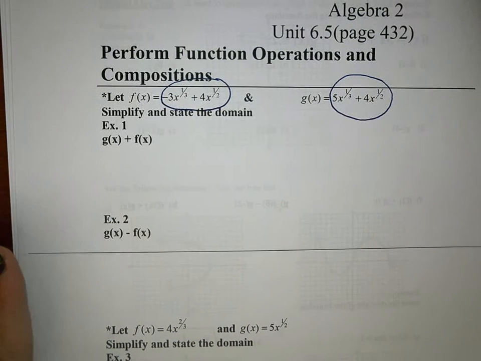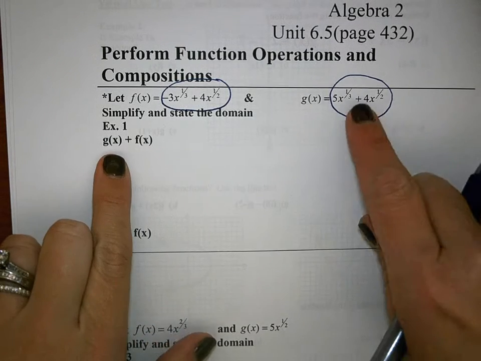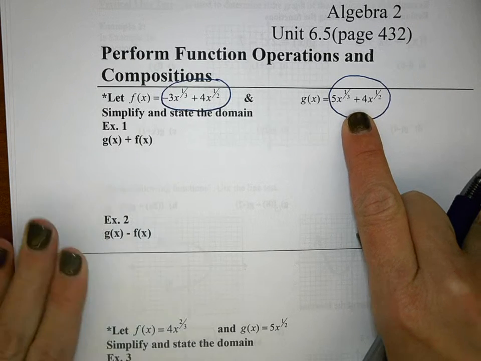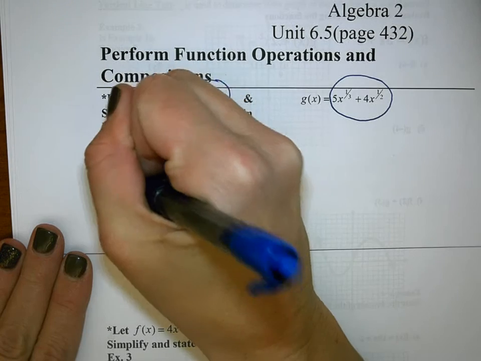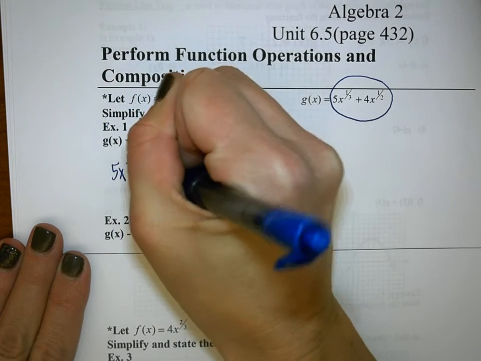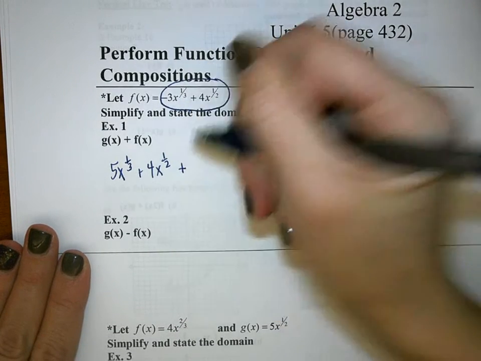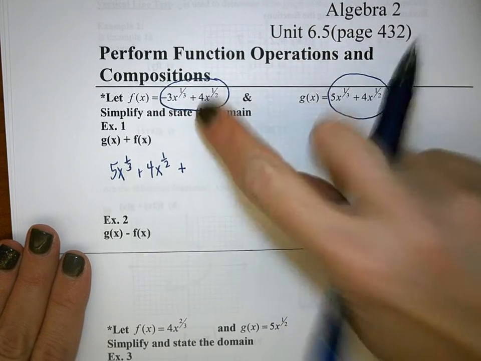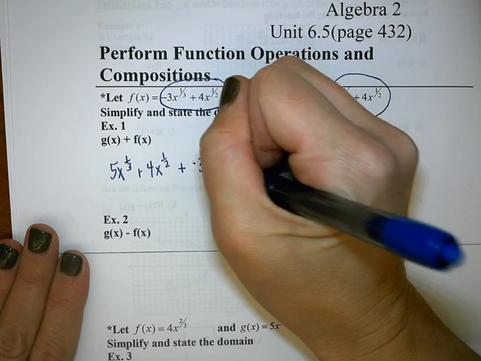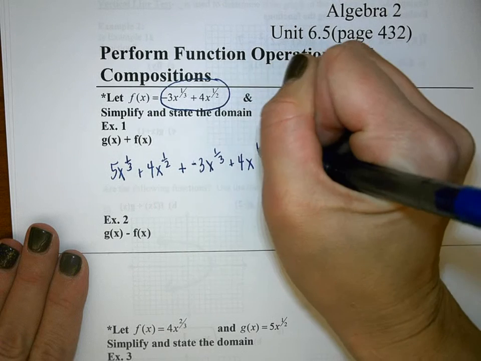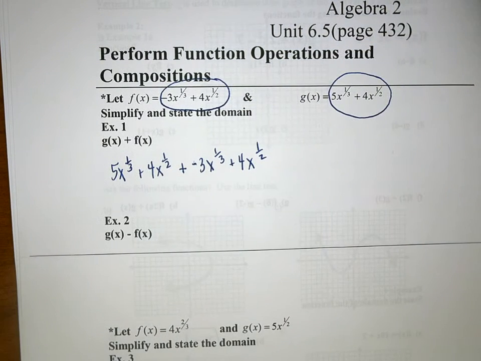In example 1, they want us to simplify. So we're plugging in our g of x and f of x. Since g of x is 5x to the 1/3 plus 4x to the 1/2, we're going to go ahead and write that. And then we're going to add f of x to it. So we're adding, and f of x is right here. So we have a negative 3x to the 1/3 plus 4x to the 1/2 power.